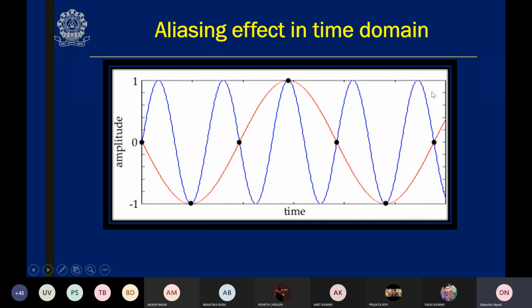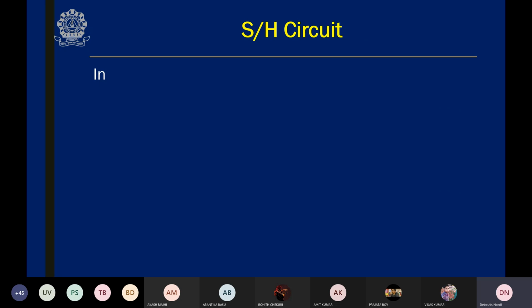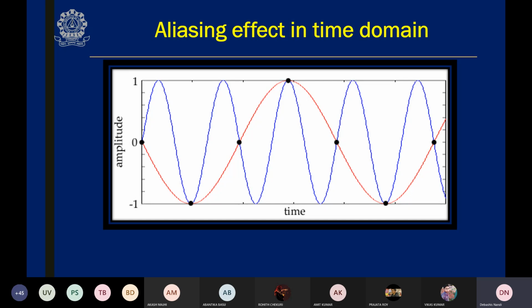If the distance between two successive samples is very large, then you can predict two different signals, even more than two different signals. So unique reconstruction of the signal will not be possible. For that reason, this Nyquist criterion should be maintained. Clear? So this is our sampling theory.